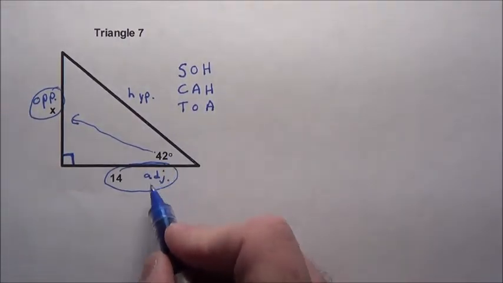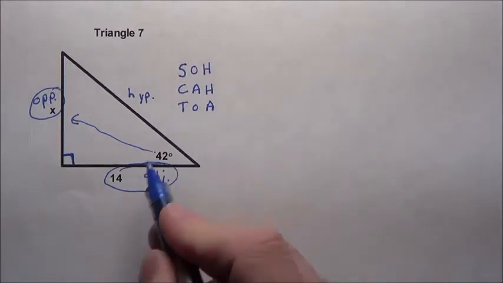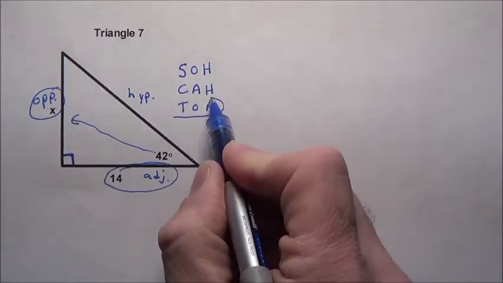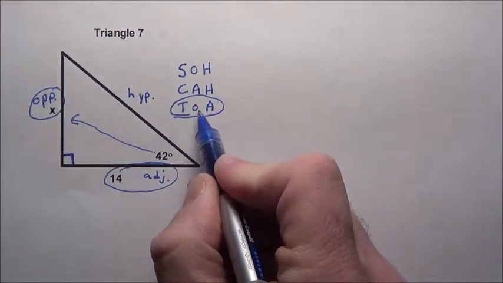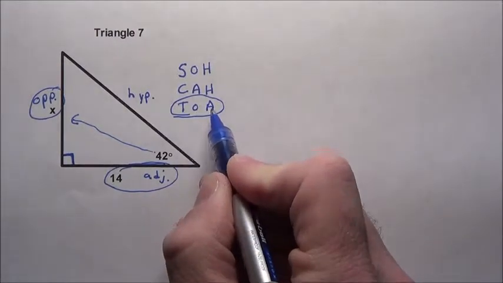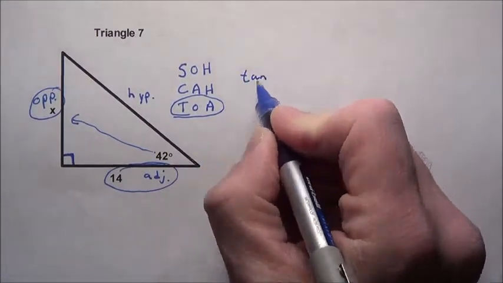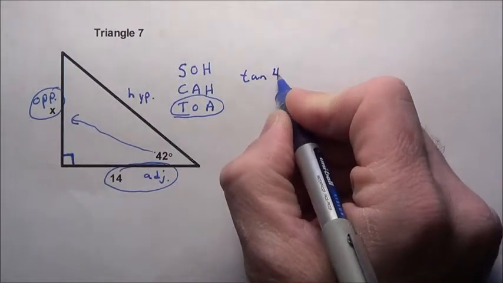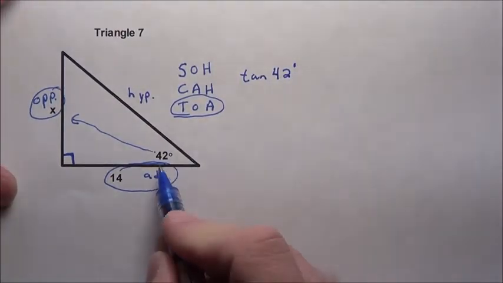So, here we go. I have adjacent, I have opposite. Which of these deals with adjacent and opposite? That's the tangent function, and it's going to be opposite divided by adjacent. So here's what we have. I have the tangent of the angle. The angle in this case is 42 degrees. That's the only angle given to us.